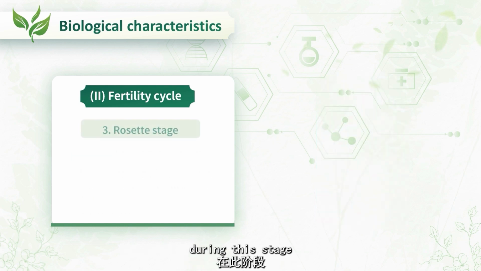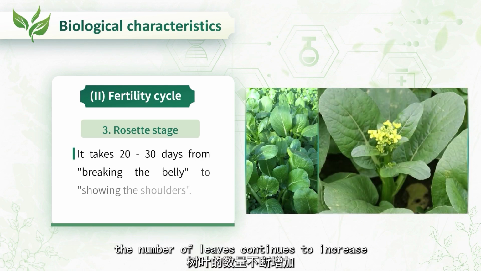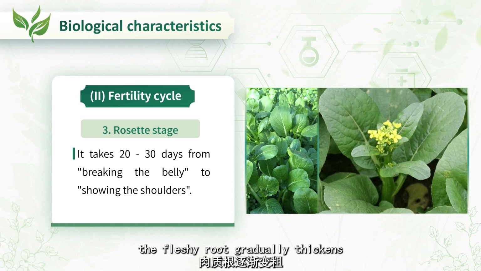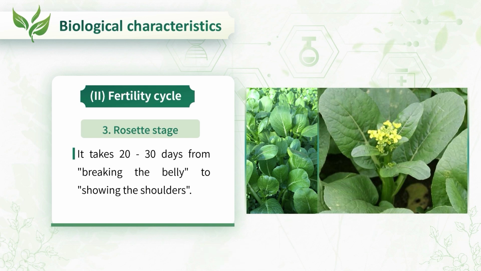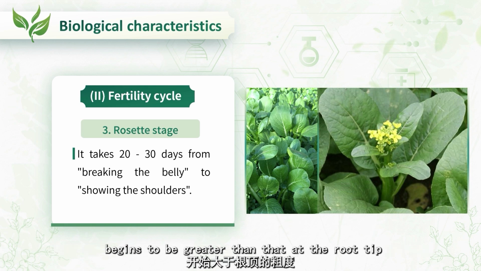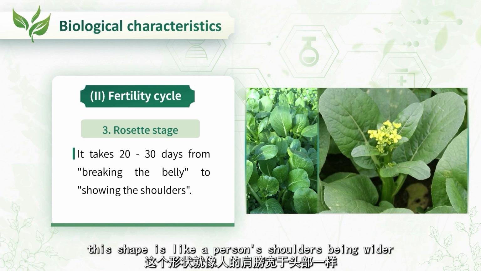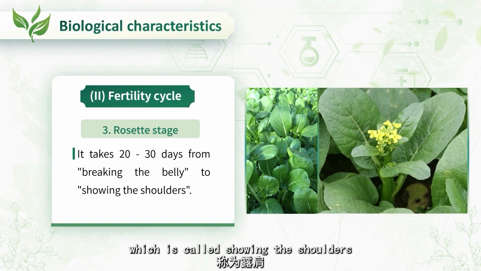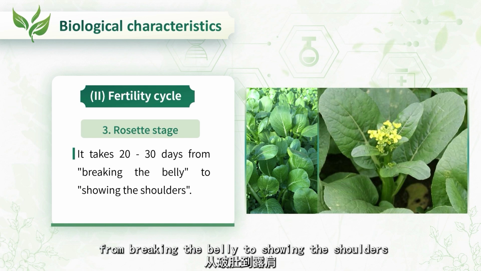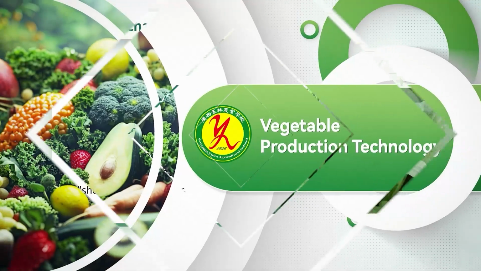3. Rosette stage. During this stage, the number of leaves continues to increase, and the leaf area expands rapidly. The fleshy root gradually thickens from the slender shape in the seedling stage. It takes about 20-30 days. When the thickness in the middle of the fleshy root of choy sum begins to be greater than that at the root tip, this shape is like a person's shoulders being wider than the head, which is called showing the shoulders. It takes 20-30 days from breaking the belly to showing the shoulders.